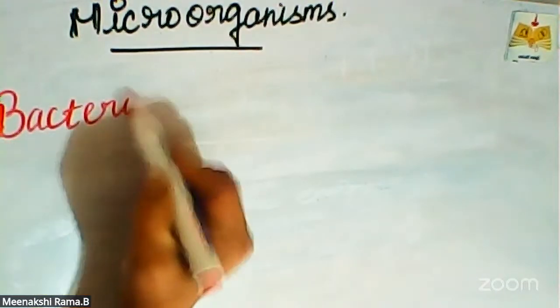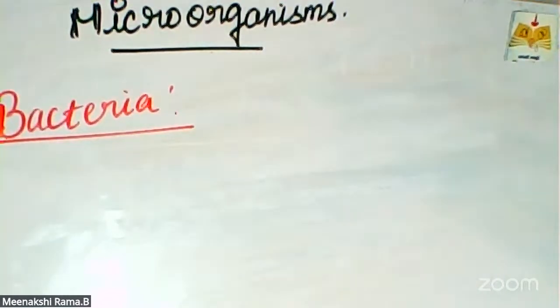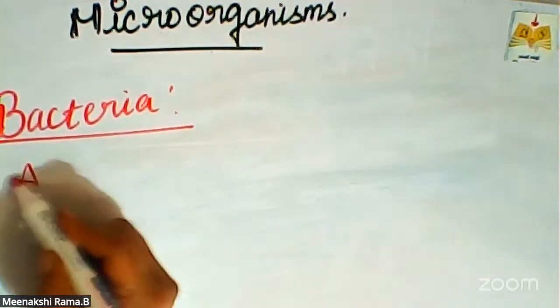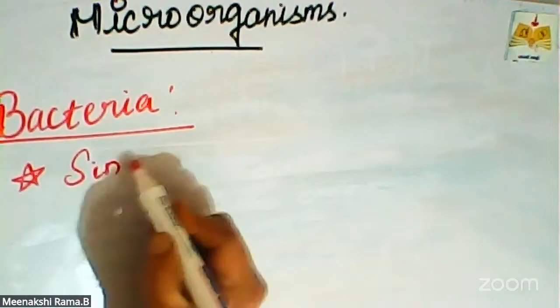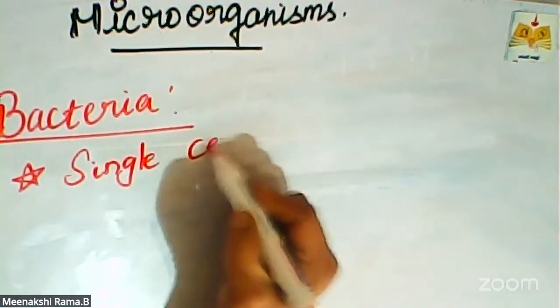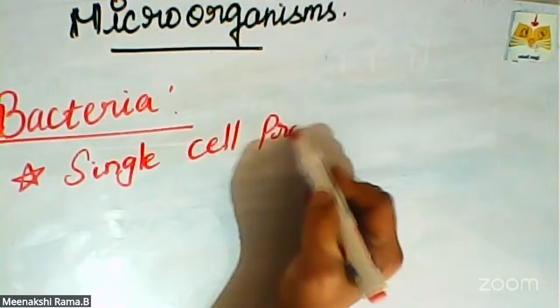The second category of microorganism is bacteria. Bacteria are single cell prokaryotes.